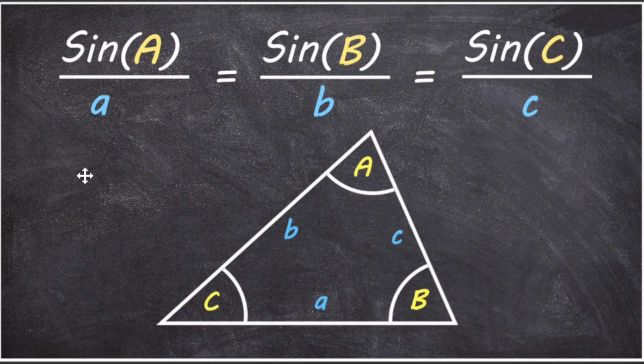And the sine rule shows that for all angles in a triangle, sine of the angle divided by the length of the opposite edge will always give you the same result. So sine A over a, sine B over b, and sine C over c have exactly the same value, and we're going to show why this must be true.